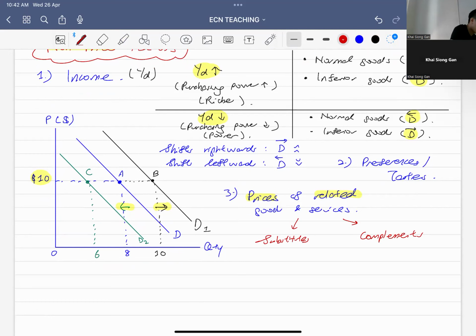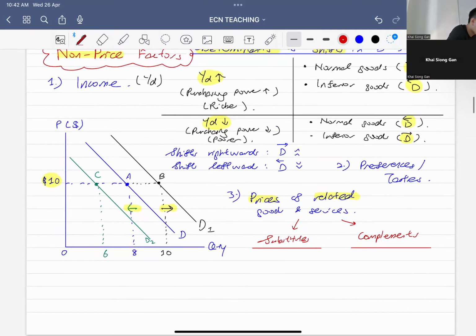This one we are talking about non-price factors. Okay, so substitutes and complements. Two scenarios. Now I know this is confusing, so I will explain to you through a very simple method. You can use that for exam. You will never make mistakes anymore. Trust me, it works.